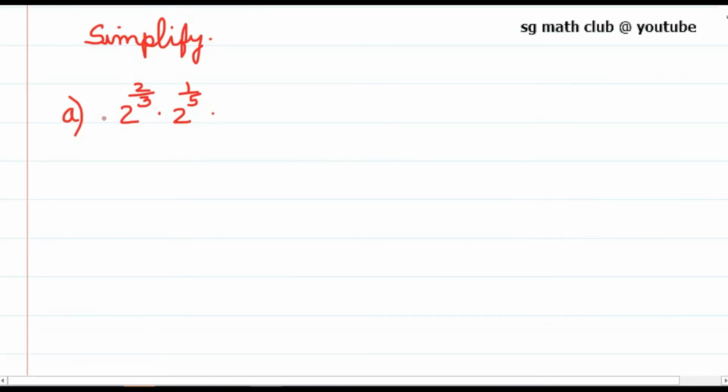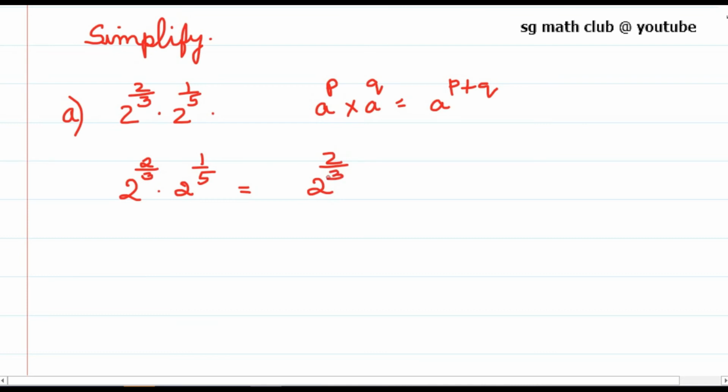So next question, simplify 2 to the power of 2 by 3 into 2 to the power of 1 by 5. So here we are going to use the law of exponent, a to the power of p into a to the power of q equal to a to the power of p plus q. So 2 to the power of 2 by 3 into 2 to the power of 1 by 5, I can write as 2 to the power of 2 by 3 plus 1 by 5.